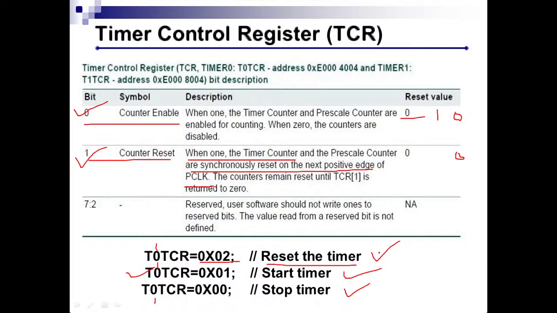So while writing a program, you just have to remember that if you want to start the timer, you give the value 0x01 to the timer control register, 0x00 to the timer control register to stop the timer, and 0x02 to reset the timer. You store the 0x02 in the timer control register TCR of the corresponding timer.